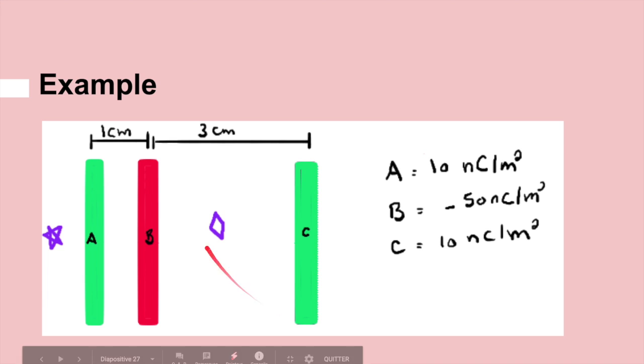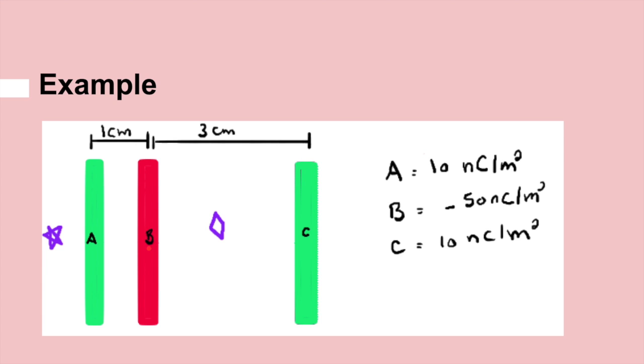Now we do a similar thing with our diamond, but here the diamond is feeling the field a little bit differently. For A, the field is going away from the plane, so it's going to be pushing the diamond to the right. For C, it's going to be pushing the diamond to the left. But here, A and C are equal magnitudes. So if A is pushing the diamond to the right with the same force that C is pushing the diamond to the left, well, those two cancel out and don't do anything.